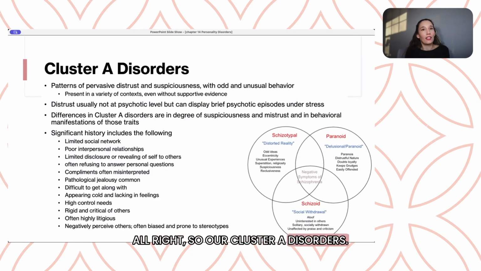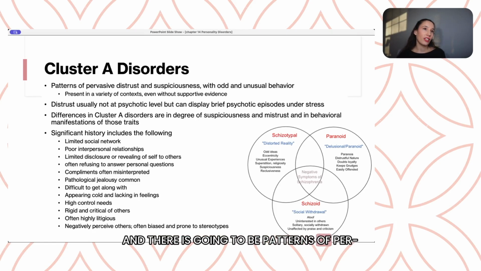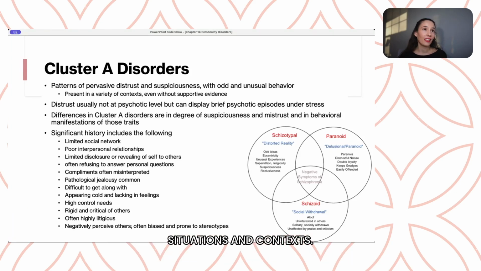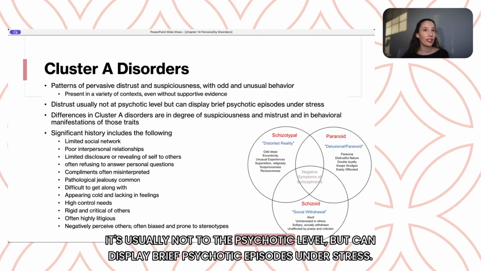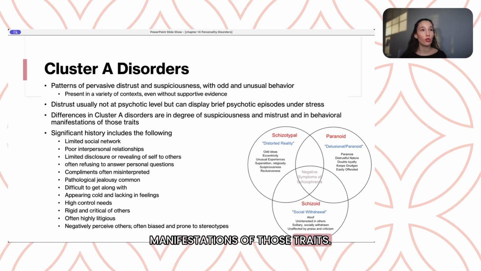All right, so our cluster A disorders, these are our schizotypal, paranoid, and schizoid. And there's going to be patterns of pervasive distress, suspiciousness with odd and unusual behavior, which presents in a variety of situations and contexts. It's usually not to the psychotic level, but can display brief psychotic episodes under stress. Differences in cluster A disorders are in degree of suspiciousness and mistrust and in behavioral manifestations of those traits. Significant history includes the following.